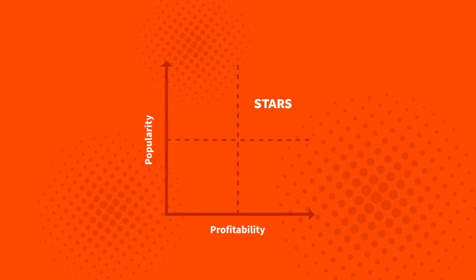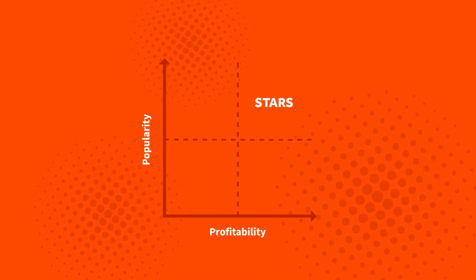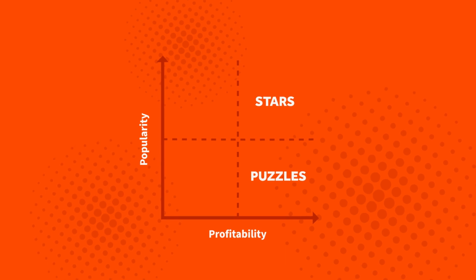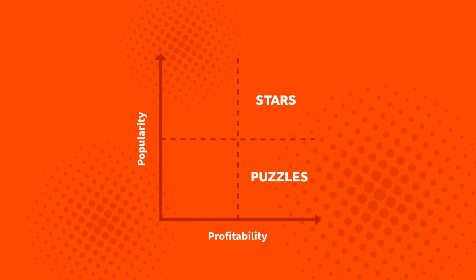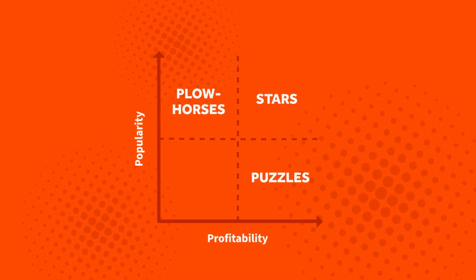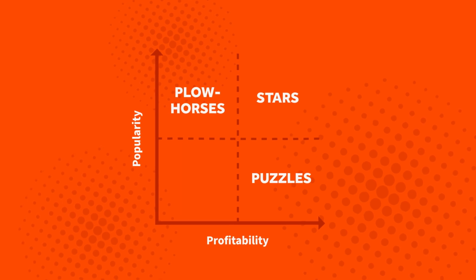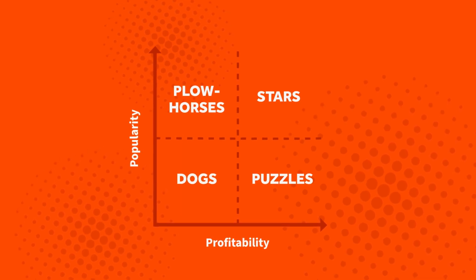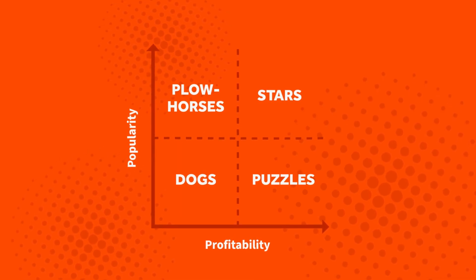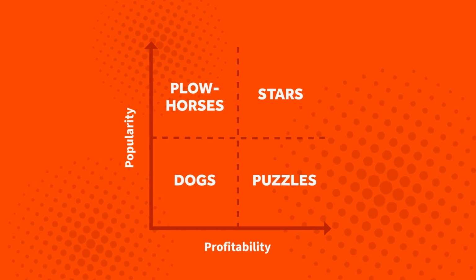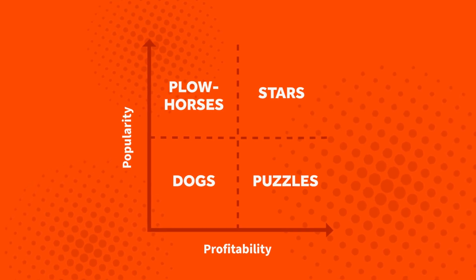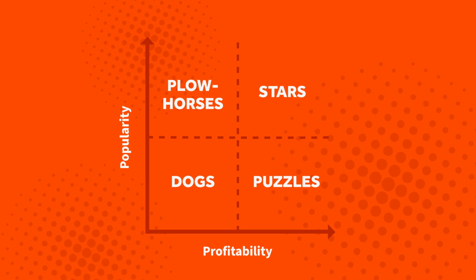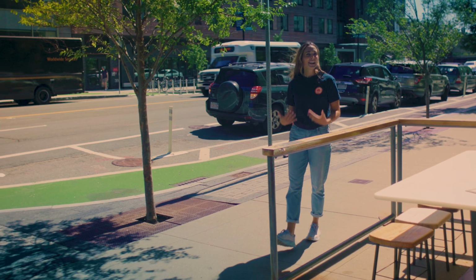You have your stars, which are highly profitable and very popular. Your puzzles, which are highly profitable but not so popular. Your plow horses, which are not very profitable but very popular. And then you have your dogs, which are not as popular and not very profitable. You want to figure out how to cater and ultimately optimize your menu items that could be anywhere on the matrix. Enough of me though.